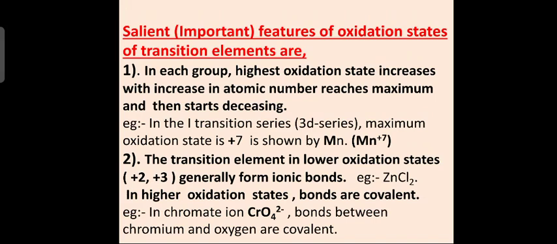In higher oxidation states, bonds are covalent, okay. If any element shows a higher oxidation state, then the bonds present in that molecule are covalent, okay. In the chromate ion CrO4 2-, right? Bonds between chromium and oxygen are covalent. So this is a covalent molecule. So the bonds present between chromium and oxygen are covalent, right?